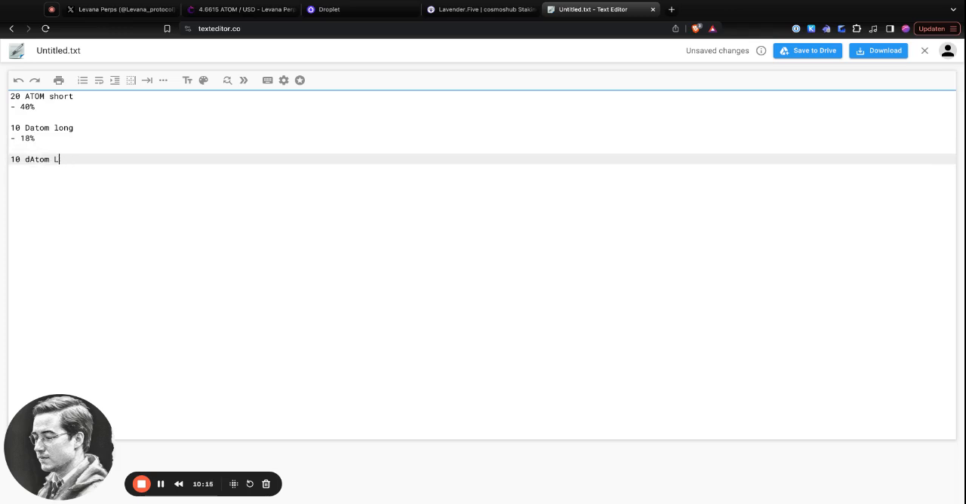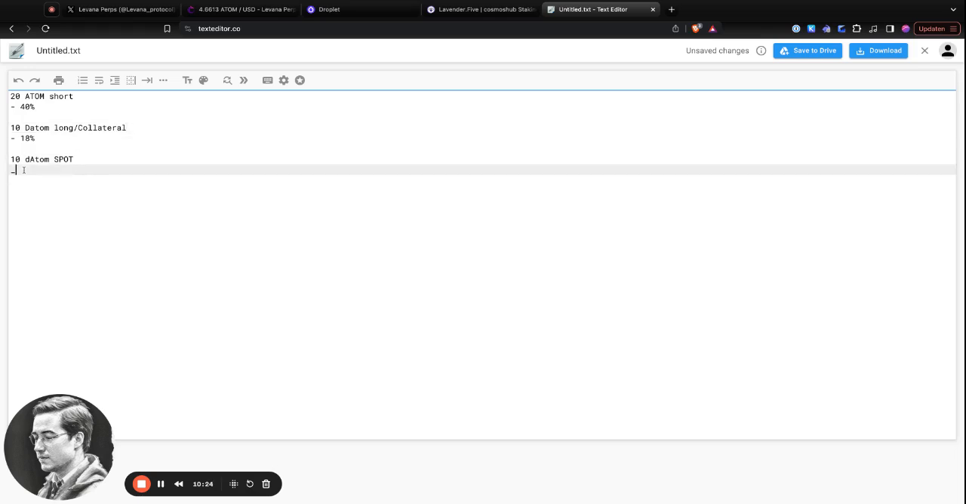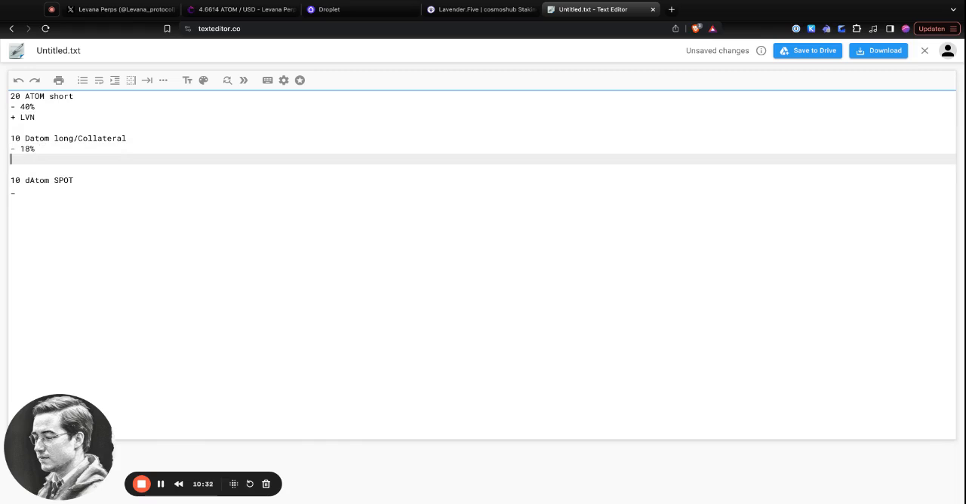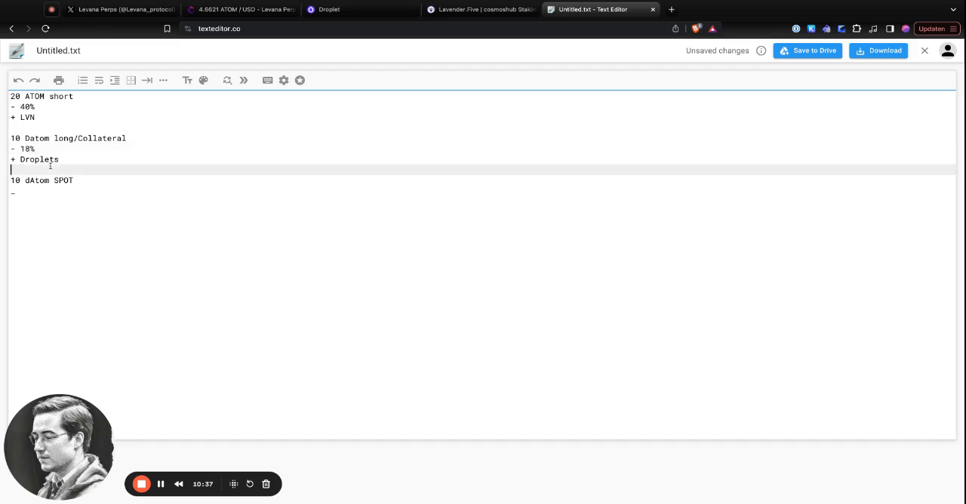We hold this, so this is spot, and this is long as collateral. We have 10 dATOM spot we can use to gain even more APRs. And the nice thing here is that this short will give us Levana rewards, which is what we said earlier, right? And this 18% is also giving us droplets. So we're earning multiple things at the same time.